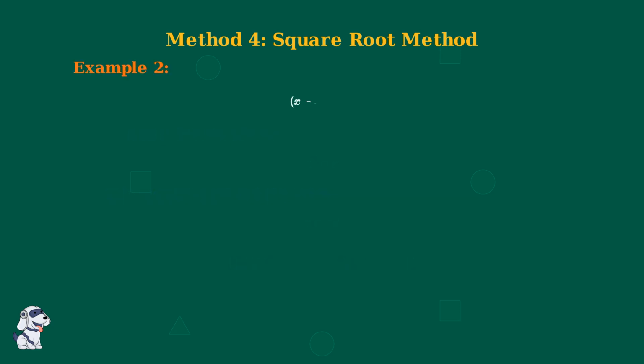Our second example is (x - 2) squared equals 16. This is already in the perfect form for the square root method. We take the square root of both sides directly. The square root of 16 is 4, but we must include both positive and negative values. So x - 2 equals plus or minus 4. Now we add 2 to both sides to isolate x. This gives us x equals 2 plus or minus 4.